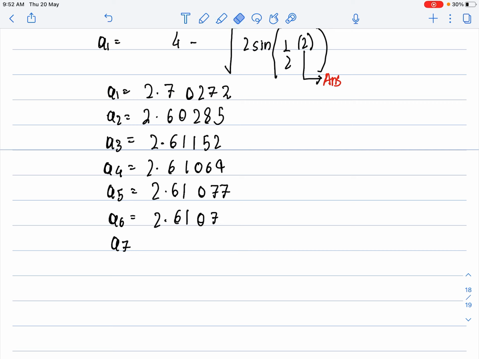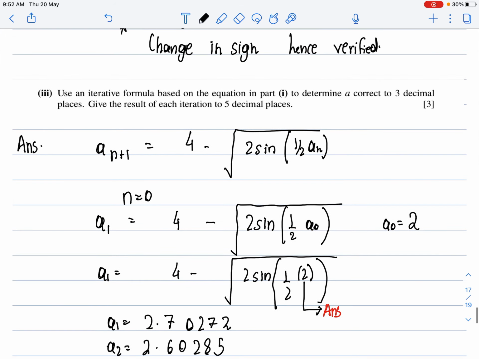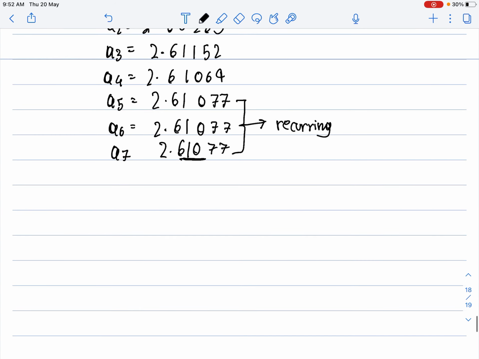Now for a7, when you click on equal to, you get 2.61077. Now if you see, the values you get in the last iterations are recurring. That means however many times you click on equal to, you won't get a different answer. So basically this is your iterative value, which you need to write to 3 decimal places. So your answer is simply 2.611, which is the final answer of the question.